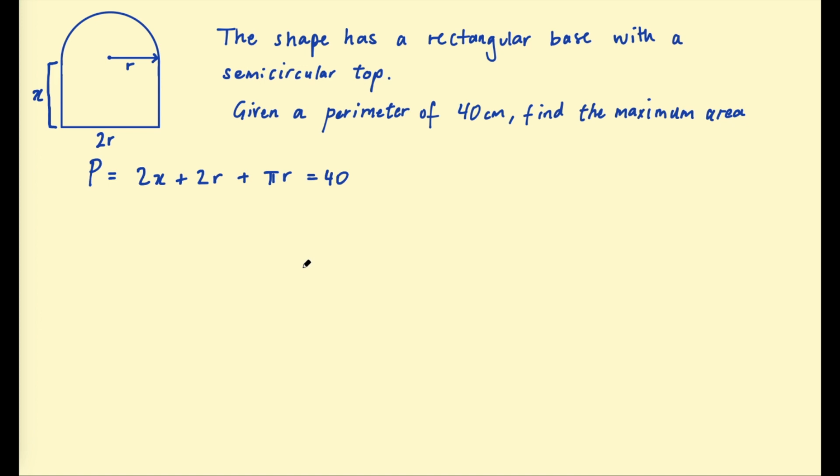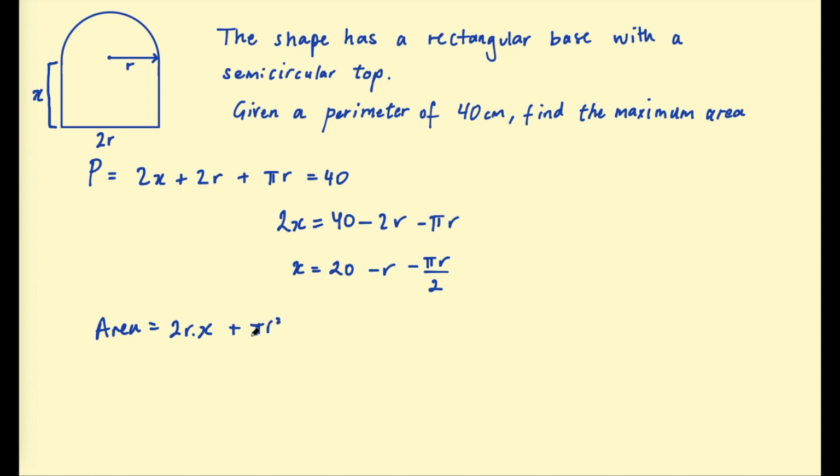As we did in the previous example, we want to write this in terms of x. So let's bring everything over to the right hand side. So 2x is going to be 40, subtract 2r, take pi r. And then dividing by 2, we get x equal to 20, take r, take pi r on 2. Now we can find an expression for the area all in terms of one variable. So the area is going to be the area of the rectangle, which would be 2r times x, plus the area of the semicircle, which is going to be pi r squared divided by 2.